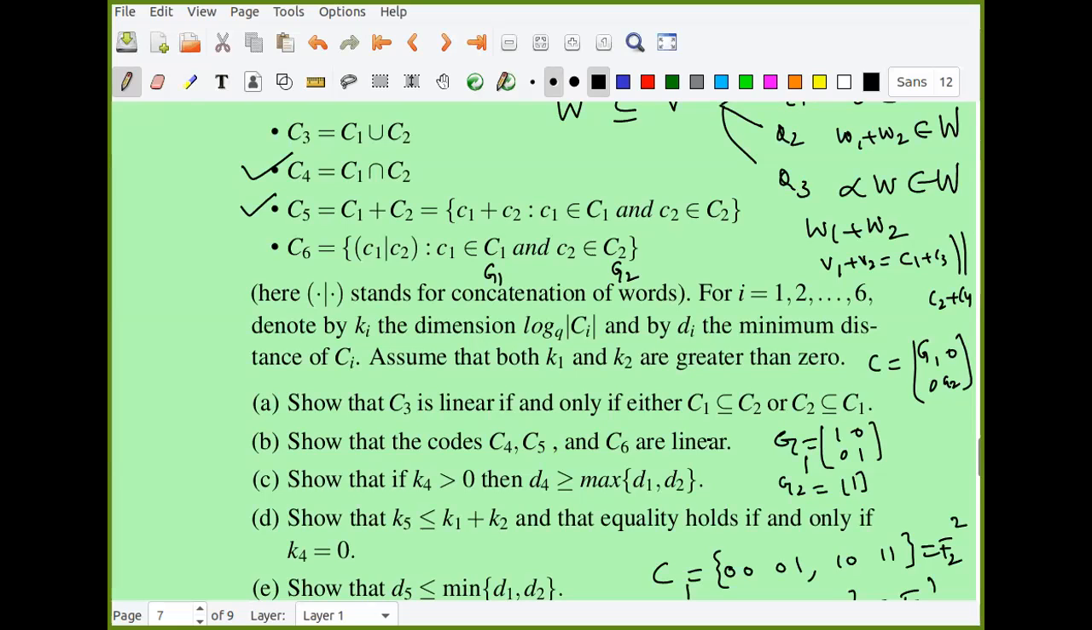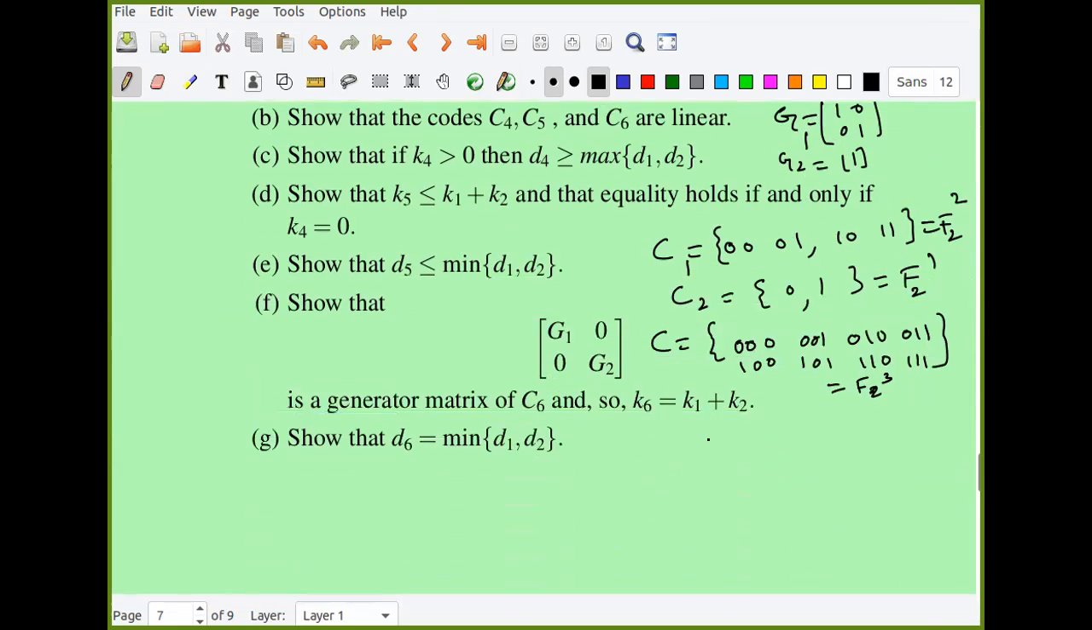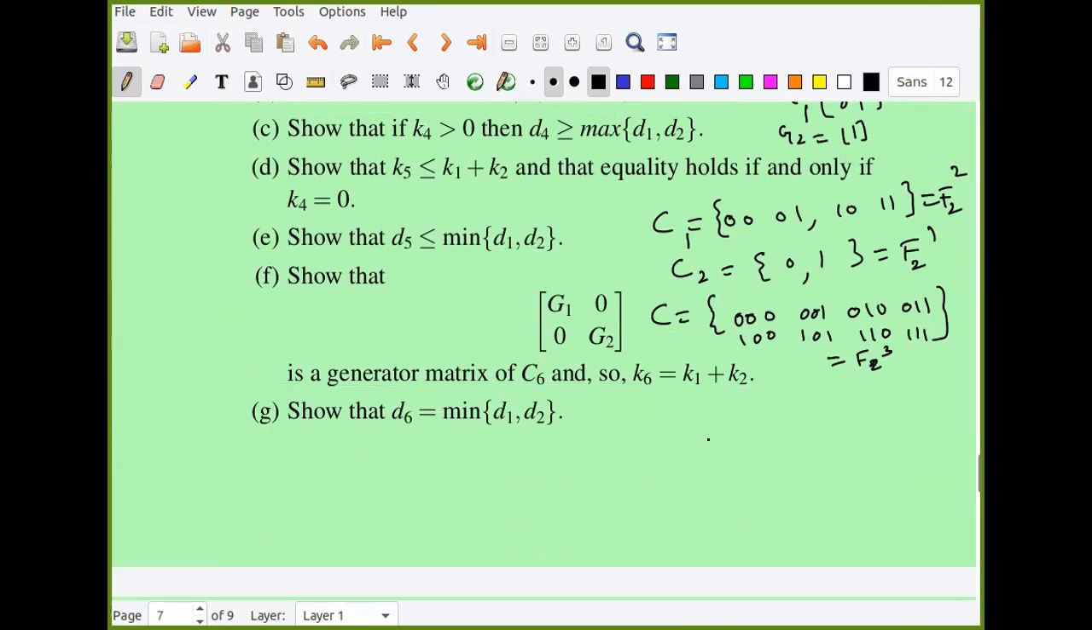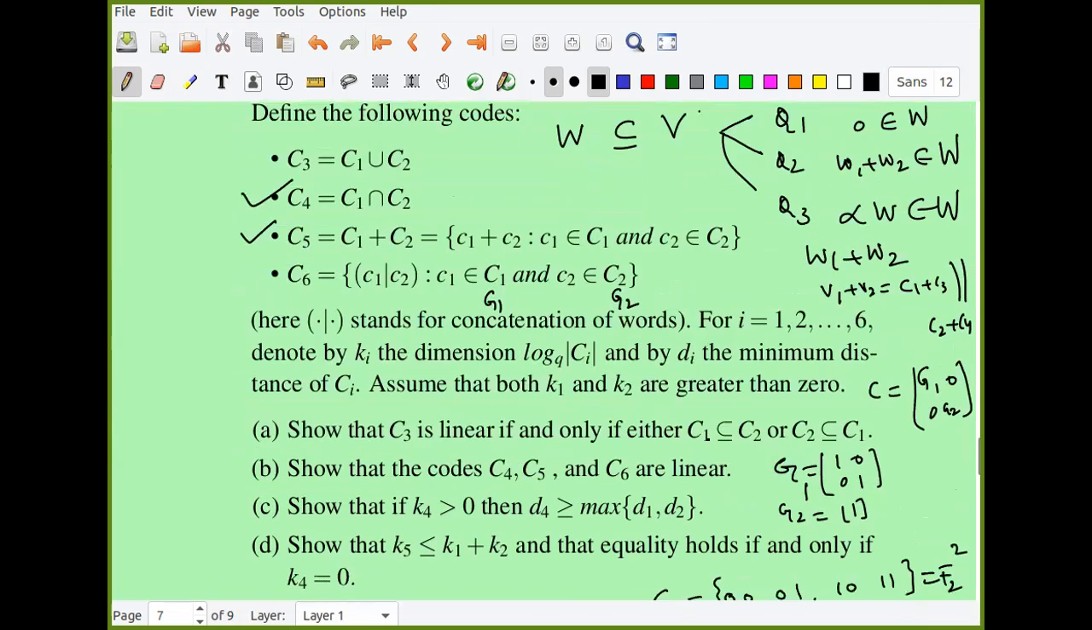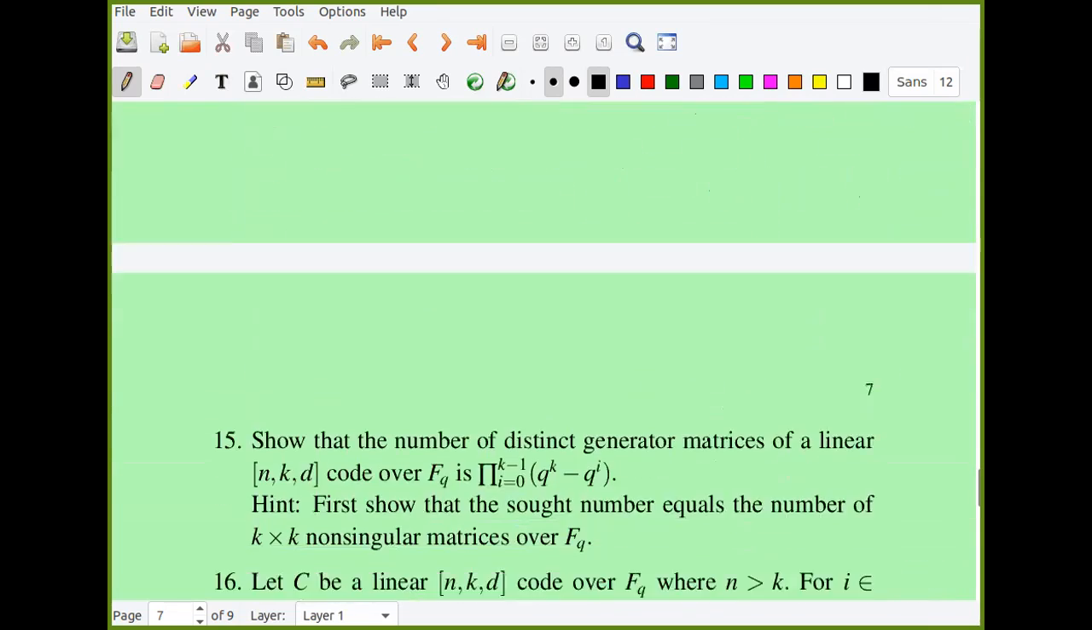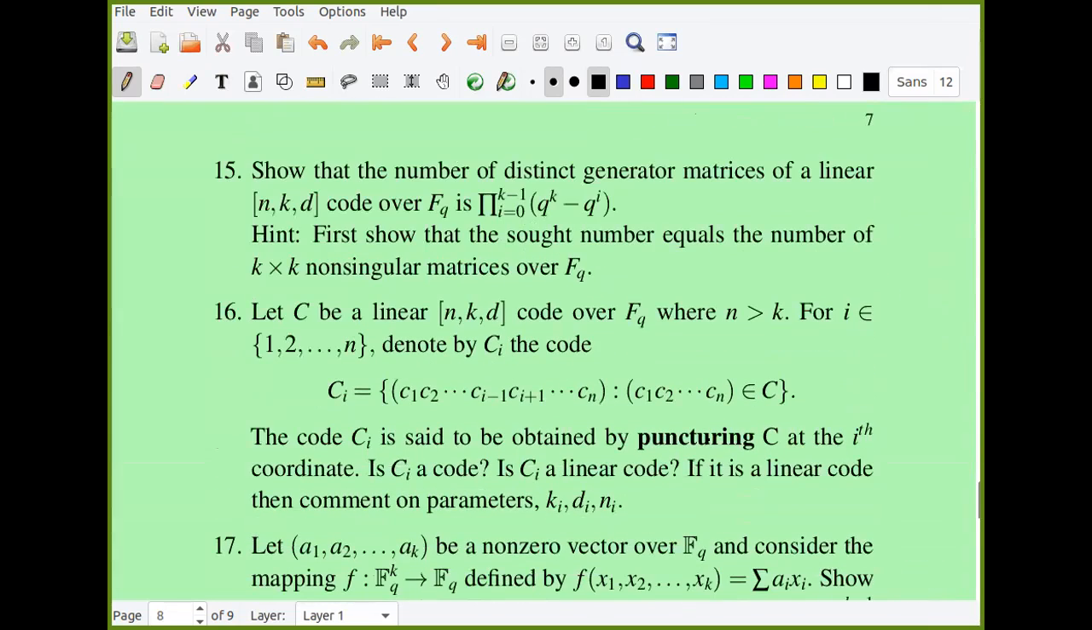See, C4 is the intersection of two codes of the same length. So we need to show the distance is greater than or equal to the minimum distance of D1 and D2. Yeah, like that, the questions are there. And the D6 distance is the minimum of D1 and D2, for the concatenated one. This is the problem, right? Now I go to the next problem.